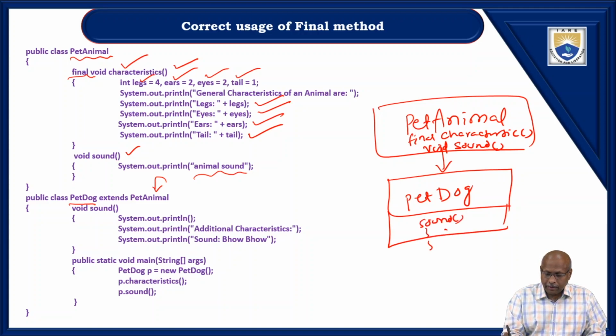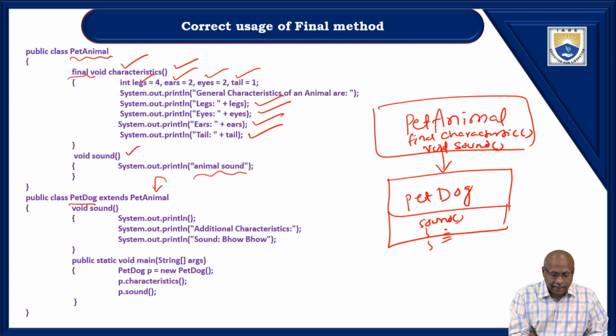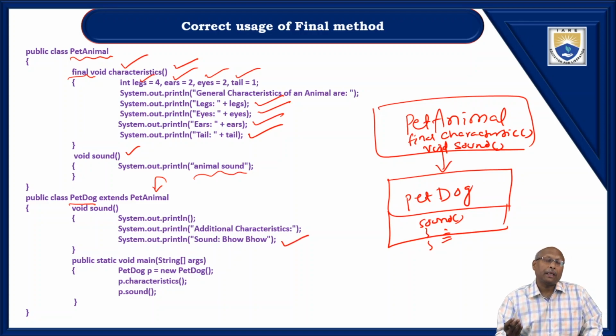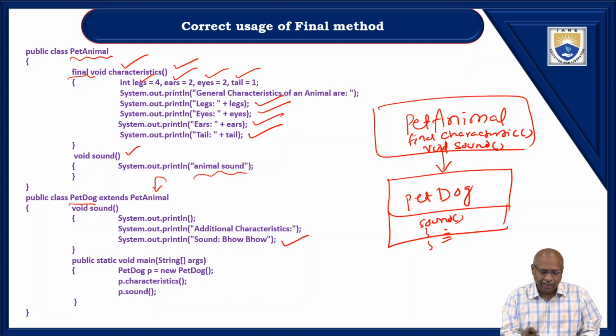I can write something. I can make a new sound. So here in the sound, when I call the sound method of the pet dog, then it says bo bo. So this sound is coming from the dog. Earlier I wrote only animal sound. Now when I go to dog, I will get bo bo sound. If I go to cat, I will get meow meow sound. So the sounds are changing from animal to animal. That's why this method should not be final.